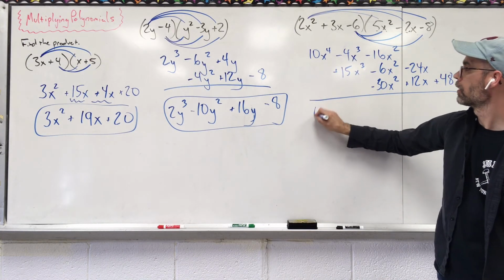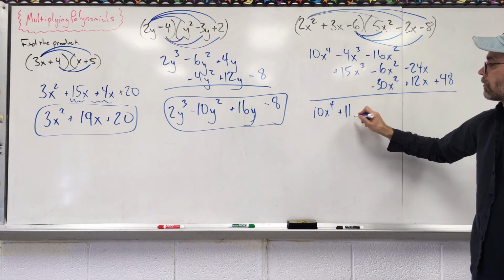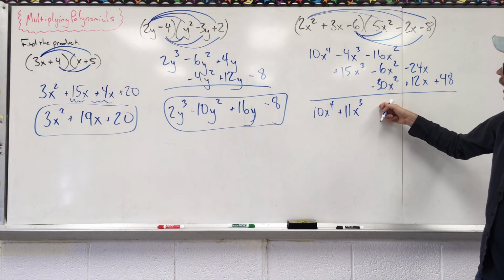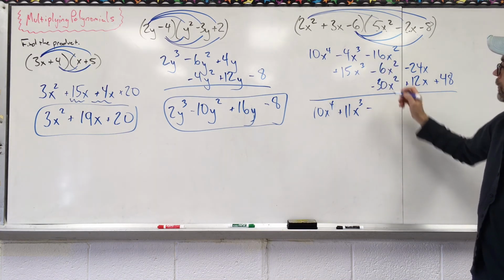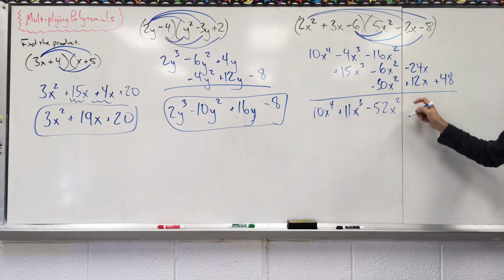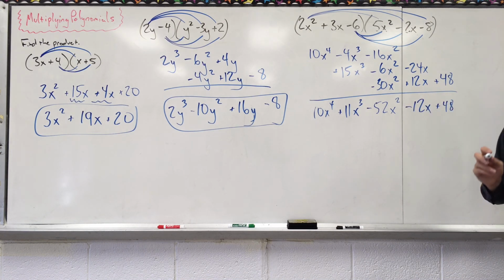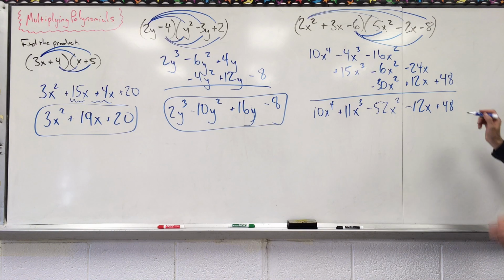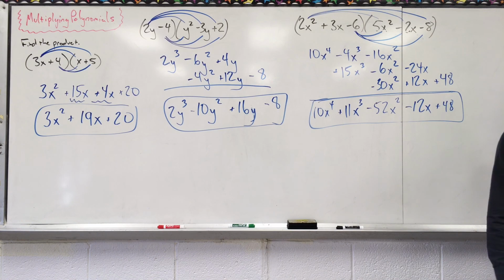So nothing combines here. 10x to the fourth. 15 minus 4 gives us 11. What are we talking about? X to the thirds. We got a mess here. So your answer is going to be negative, negative 30, 40, 52. We're talking about x squareds. Next one, negative 12x, and then bring down that 48. Standard form, highest exponent, 4, go to lowest, 3, 2, 1, 0. Beautiful. And that is multiplying polynomials.